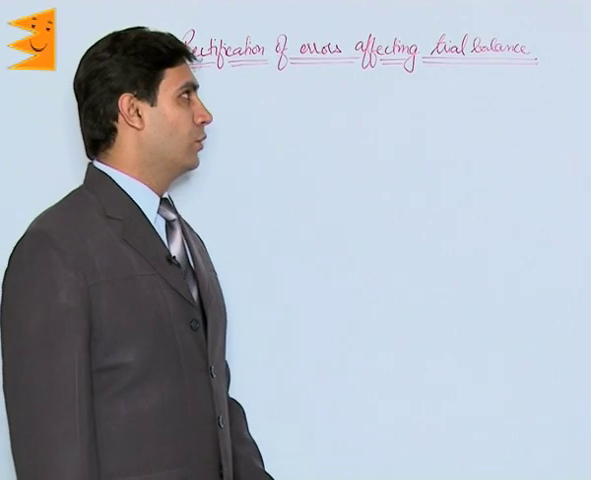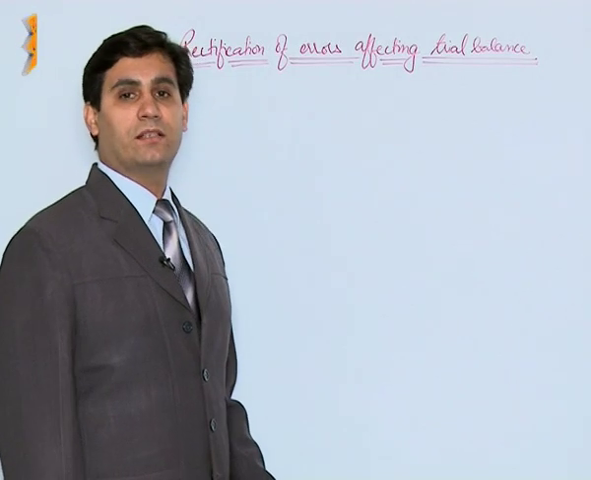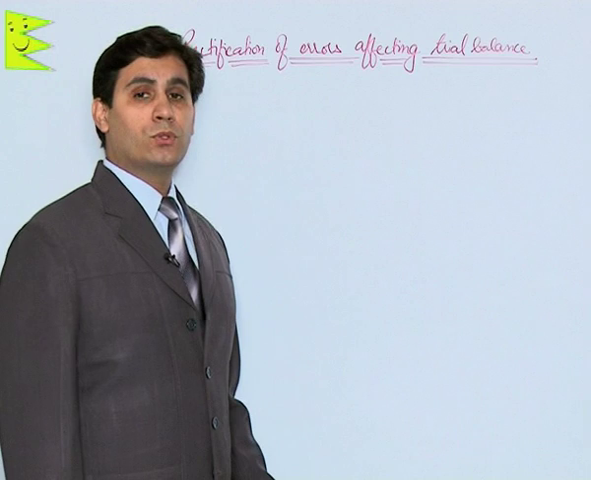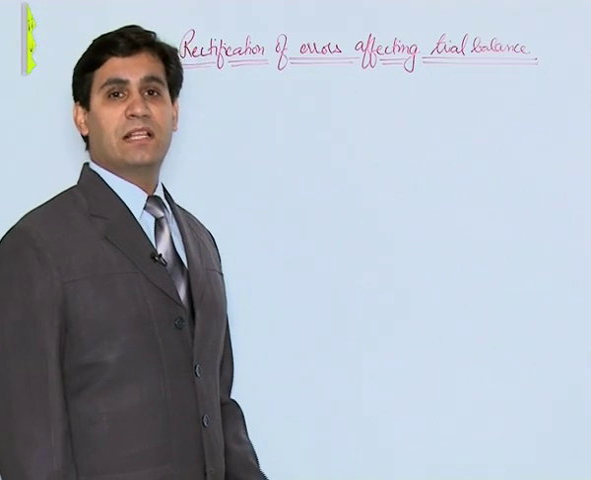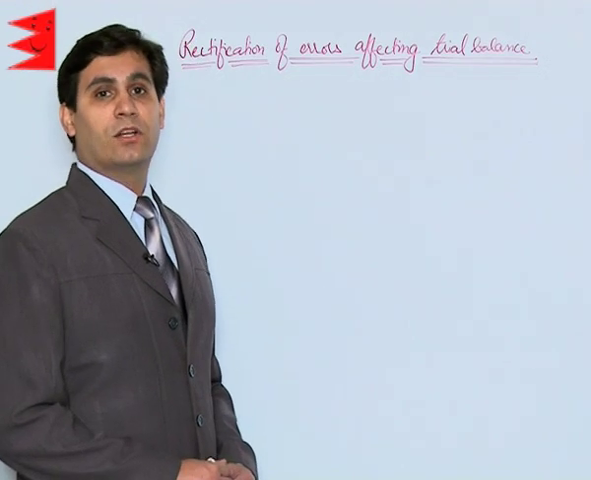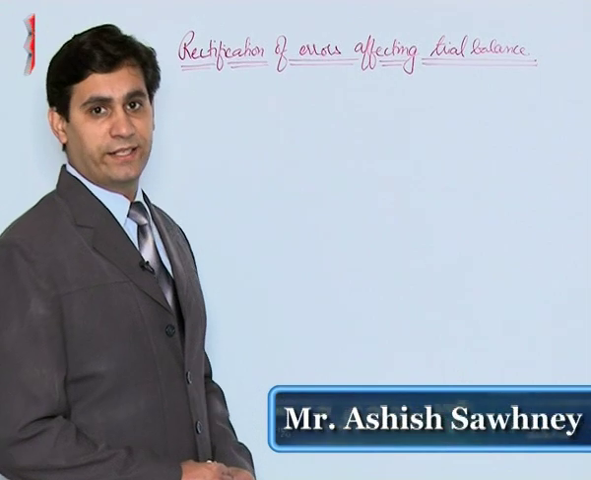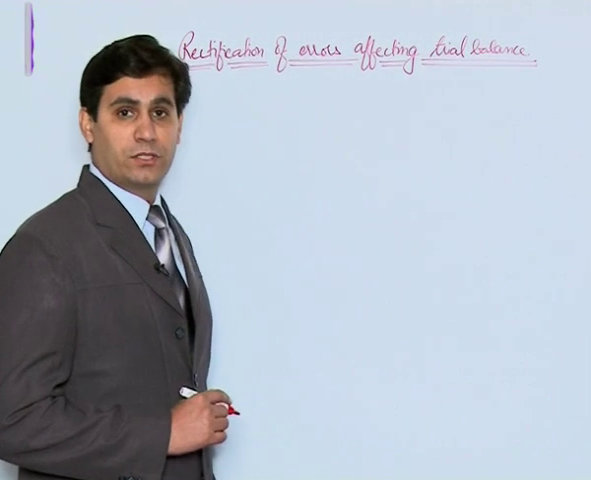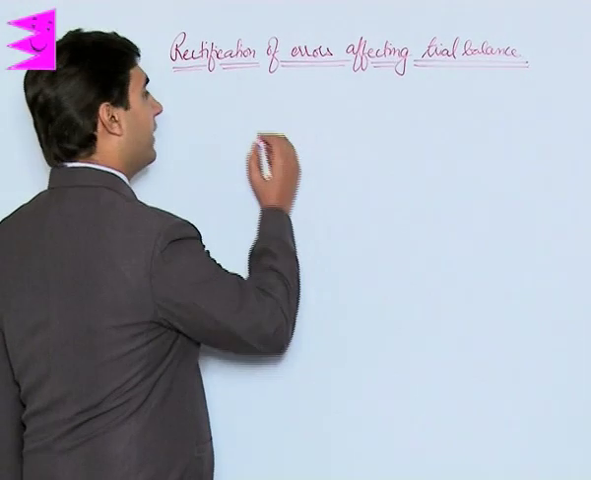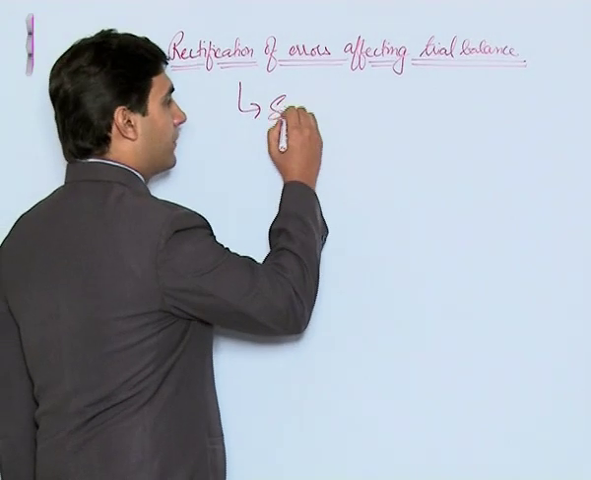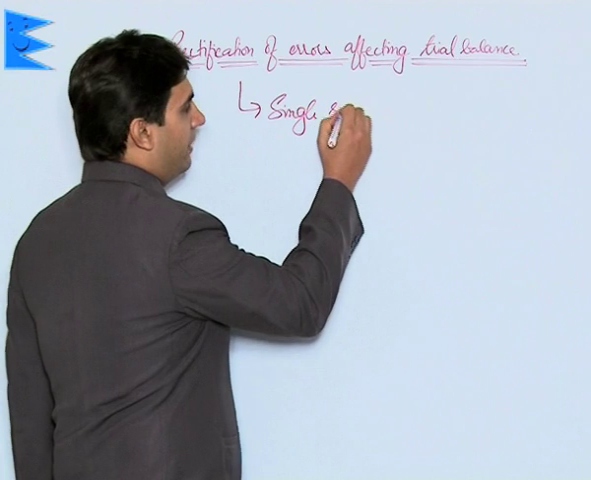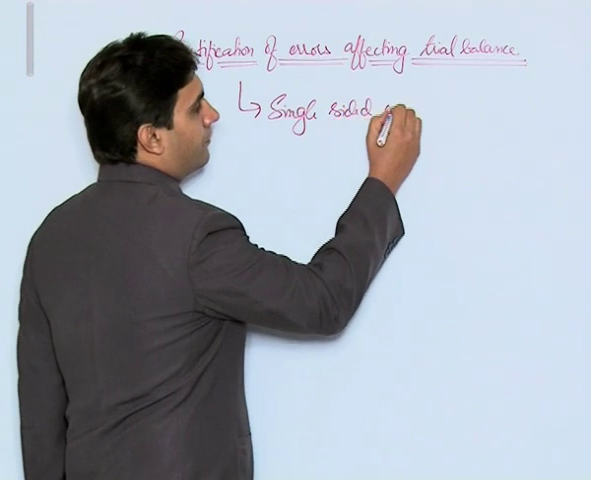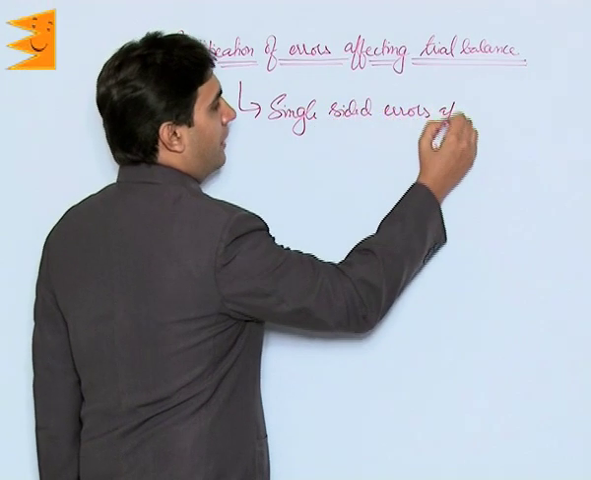Let us understand how to rectify errors which affect trial balance. Now students, the errors broadly can be classified as two-sided errors or double-sided errors and single-sided errors. Double-sided errors do not affect trial balance, but single-sided errors affect trial balance.